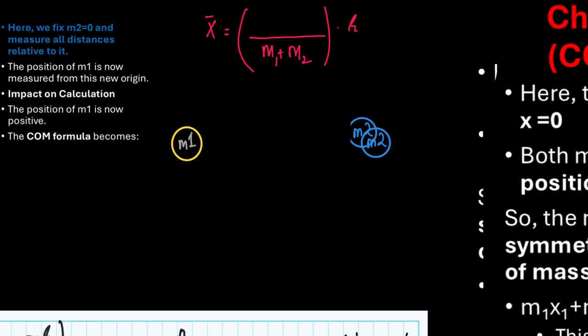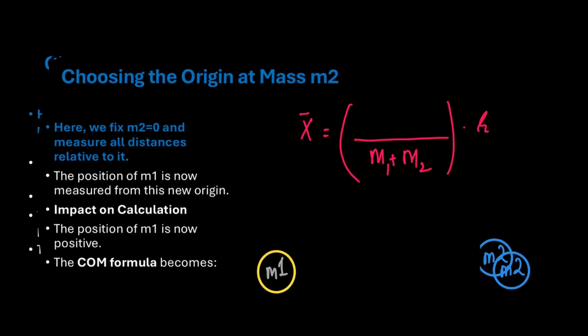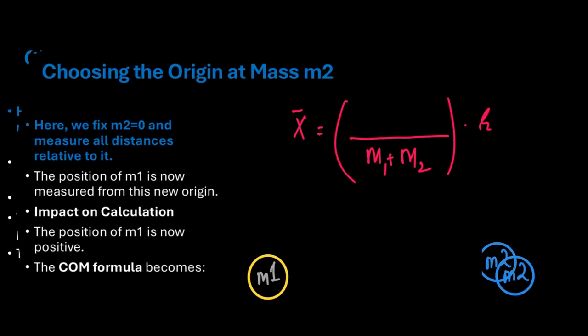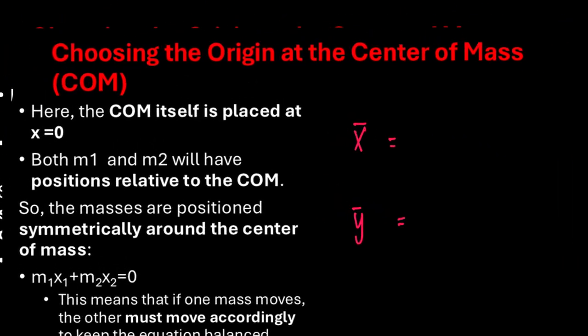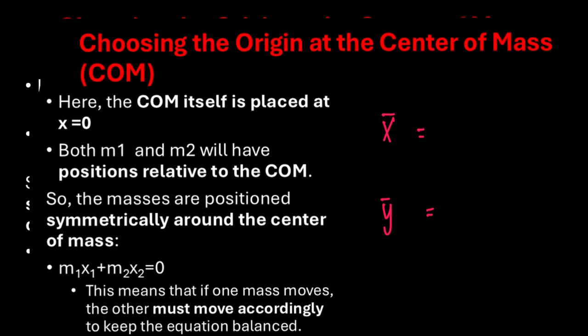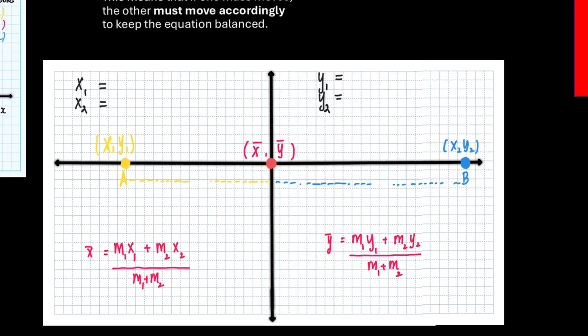Okay, so what is x bar? X bar, oh wait, I have a mistake here. So x bar should be equal to minus m1 into r divided by m1 plus m2 when m2 is considered to be the origin. Now comes the most important point here, which is choosing the center of mass itself as the origin. Now here we know that since the center of mass is the origin, x bar should be equal to 0 and y bar should be equal to 0 as well. But what's the significance of this calculation? Let us see that first.